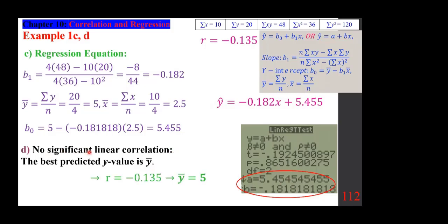We proved there is no significant linear correlation. The best predicted y value is always y bar, and y bar was calculated as 5. So again, we came up with the answer that there is no correlation.